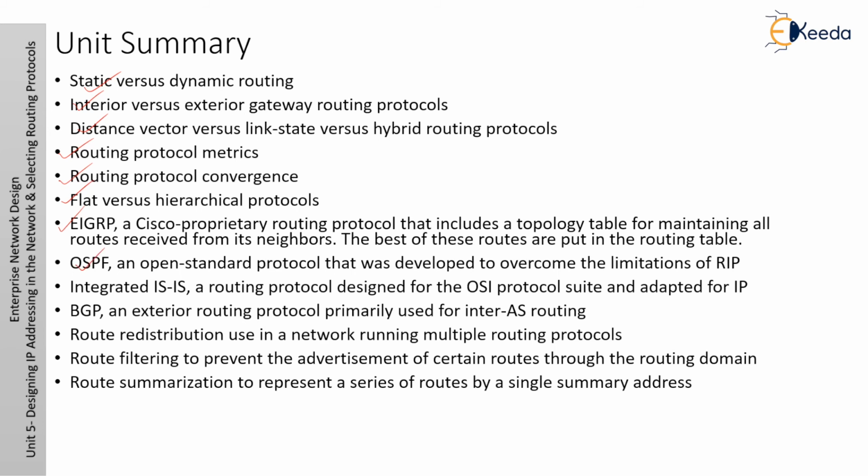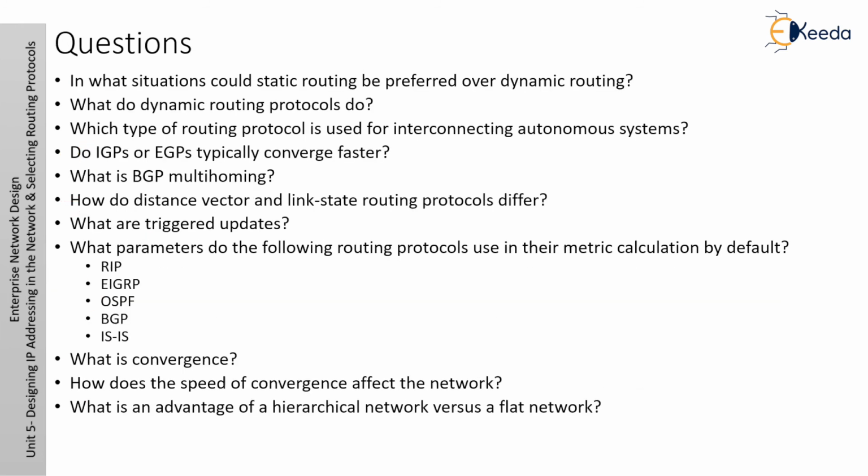OSPF, an open standard protocol that was developed to overcome the limitations of RIP. Integrated IS-IS, a routing protocol designed for the OSI protocol suite and adopted for all IP. BGP, an exterior routing protocol primarily used for inter-AS, autonomous system routing. Route redistribution, used in networks running multiple routing protocols, and route filtering to prevent the advertisement of certain routes through the routing domain. Route summarization to represent a series of routes by a single summary address. So these are the contents of this unit.